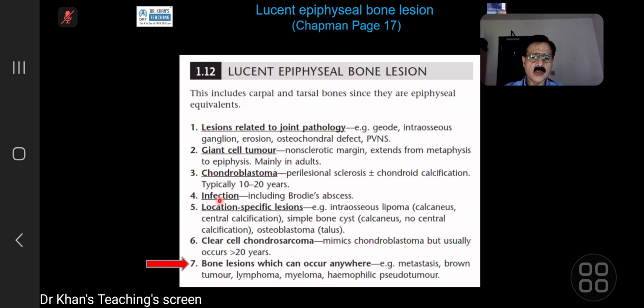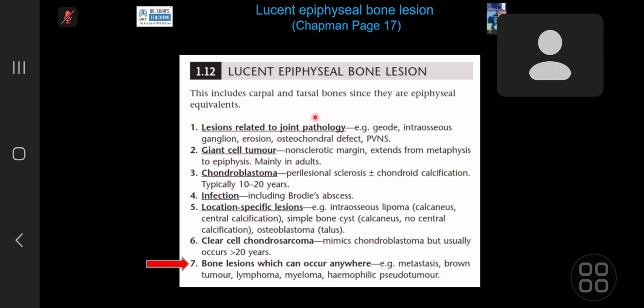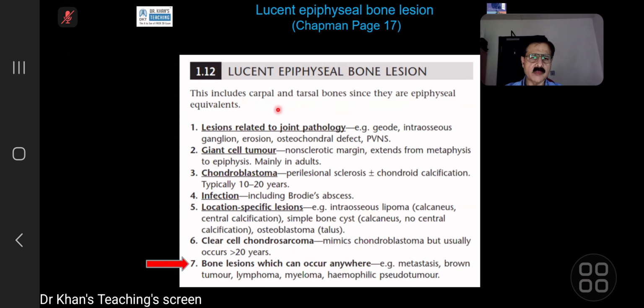Okay. Now I'll come back to the case. You're right, but I'll give you the findings once again. Now there's a differential in your book, lucent epiphyseal bone lesions. This list is extremely important in the end. Bone lesions which can occur anywhere: metastasis, brown tumors of hyperparathyroidism, lymphoma, myeloma, hemophilic pseudotumor. It can occur anywhere. And I think we should add LCH also there. Because it is an adult, they have not mentioned it, but in a child you should.